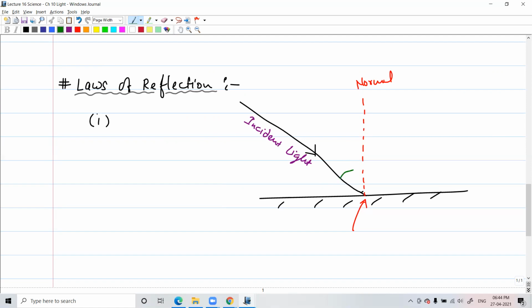Sir, this we have learned in maths, sir, one problem last week. Yes. So this incident light makes an angle with the normal. This angle I is called the angle of incidence. What do we call it? Angle of incidence.